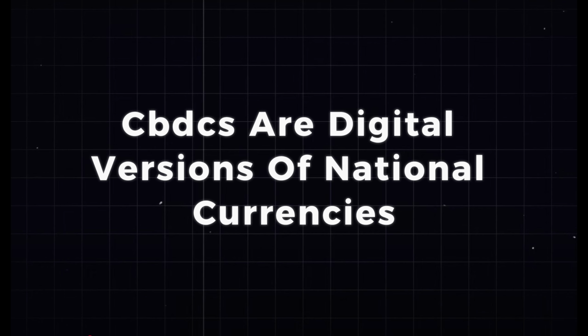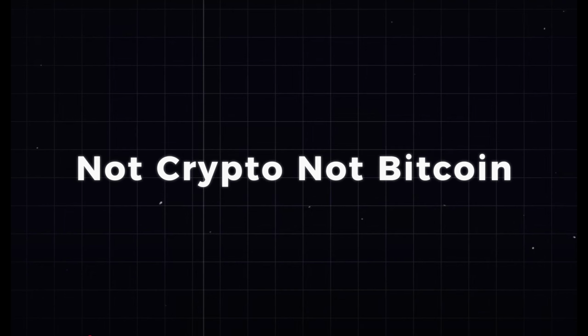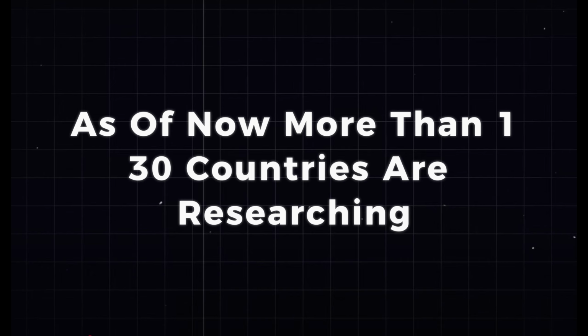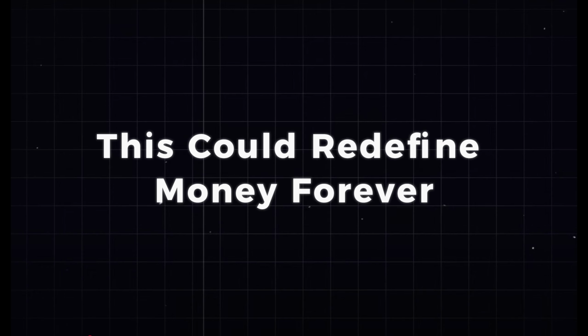Now here's the real game changer. CBDCs are digital versions of national currencies, backed and regulated by central banks. Not crypto, not Bitcoin, not speculation. These are official programmable money. As of now, more than 130 countries are researching or testing CBDCs. This could redefine money forever.